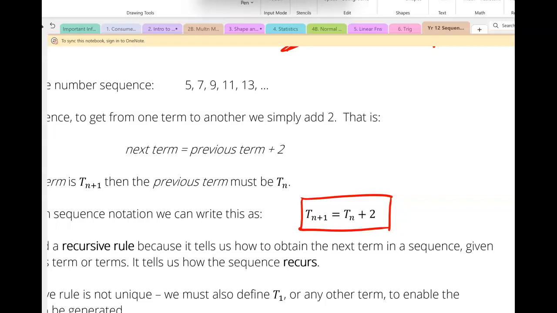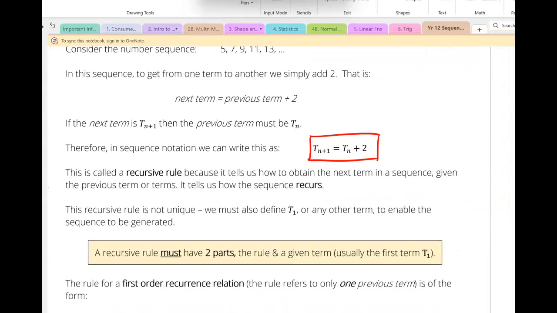Now, we do need to define the first term, however, in our sequence. And so, really, we should say T1 equals 5 here as well. So I'm starting at 5, and to get the next term in the sequence, I'm adding 2 each time.